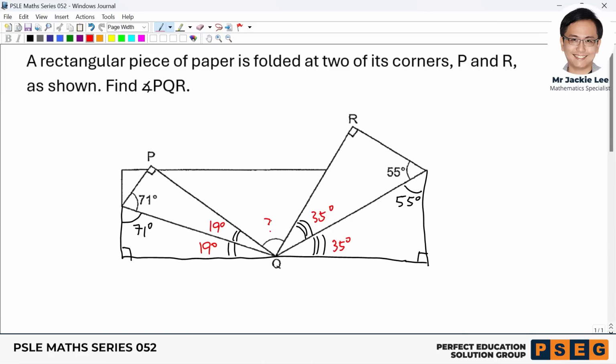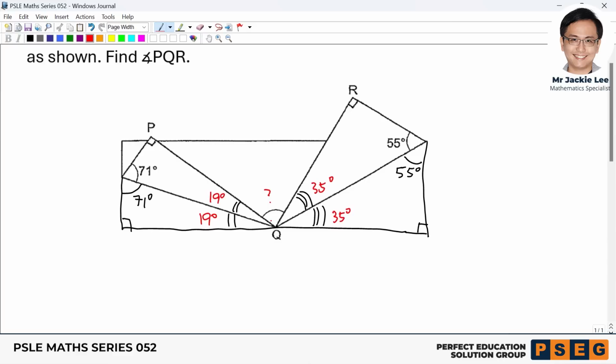So we use adjacent angles on a straight line, right? So at the end, the calculation will simply be 180 degrees minus 2 times the 19 degrees, which is 38 degrees, minus 2 times the 35 degrees, which is 70 degrees, right? So that will be the angle PQR. Okay, so finally this answer I think should be 72 degrees.